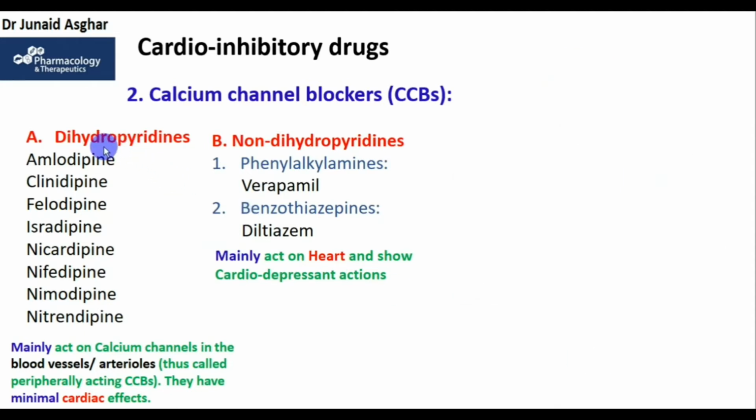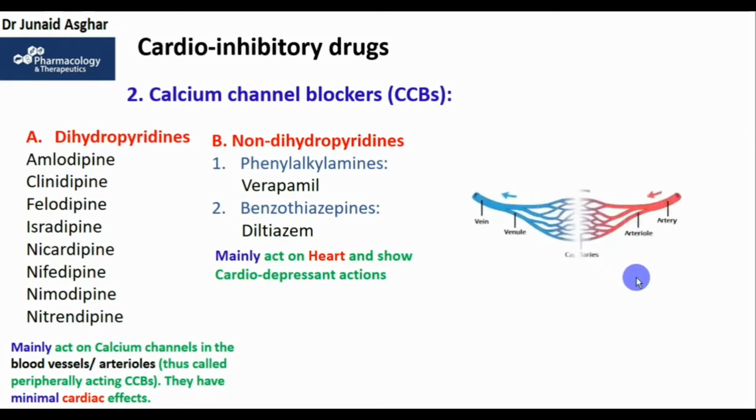On the other hand, since dihydropyridines have more vascular selectivity, these drugs will produce relaxation of the vascular or arteriolar smooth muscles, thus reducing the total peripheral resistance or systemic vascular resistance and the arterial blood pressure. And therefore dihydropyridines are mainly used in the management and treatment of hypertension.